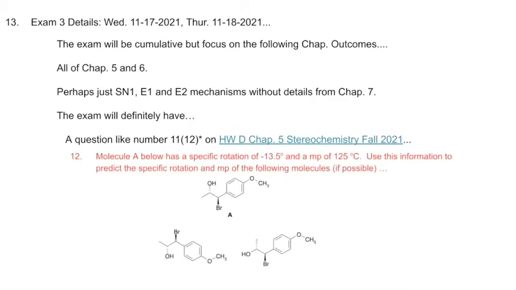I like this one. This one's good. You have to figure out how these molecules are related. Are they enantiomers? Are they diastereomers? Are they totally different? And for molecule A, you're given the rotation and the melting point. So how does that affect things? Can you predict these other two? Things have been rotated around on them, so you have to figure out R and S. Yeah, so if you're confused about number 12 or 11, just go to the latest version. I've got it linked here.